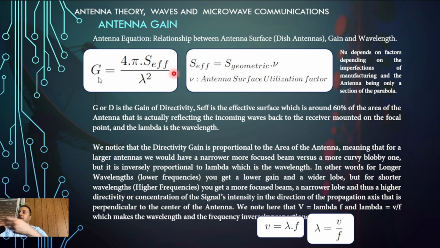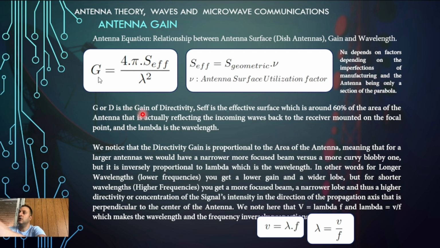Now, the effective surface is equal to the geometric surface times nu. Nu is the antenna surface utilization factor, because there's no way you're going to have 100% utilization of the surface area for a dish antenna or any other type of antenna. There's always waste. First of all, as a parabola shape, it's only a section for a dish antenna. It's not the entire parabola. Second of all, this is due to manufacturing imperfections. There is no such thing as 100% reflectivity of a metal for a radio signal.